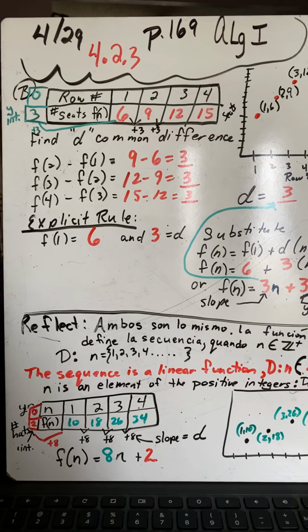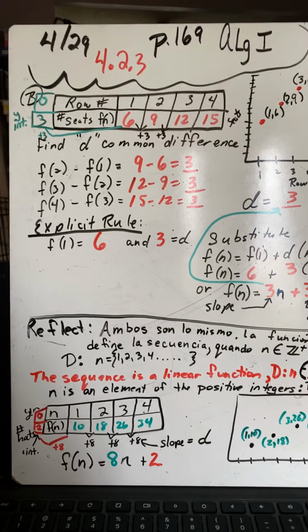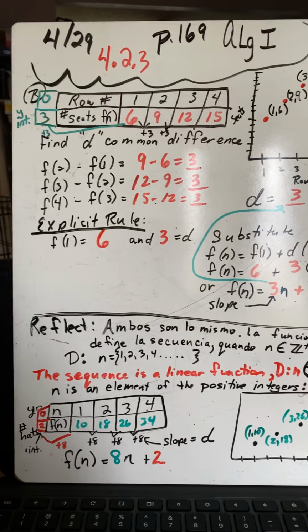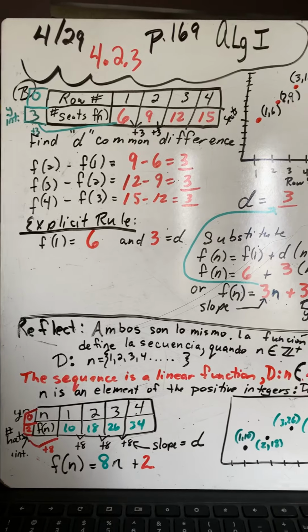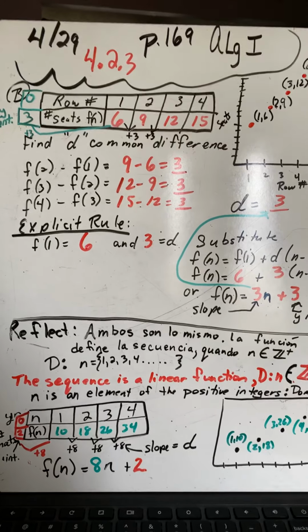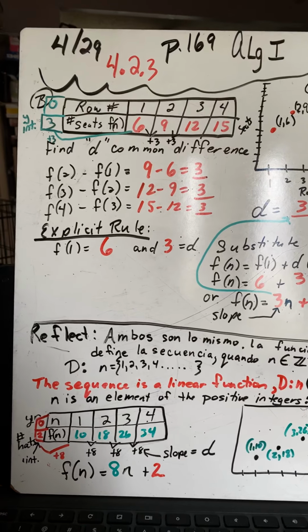So we're given a table, and we're given a verbal description also about an auditorium with the row number and the number of seats. So you all have been in an auditorium. The seats get wider, longer and longer as you go up. The closer you get to the stage, the fewer seats there are.